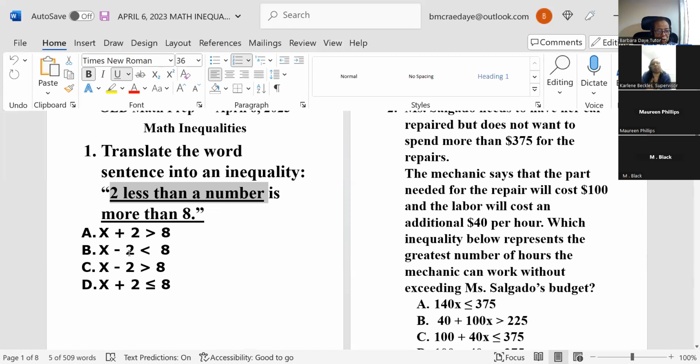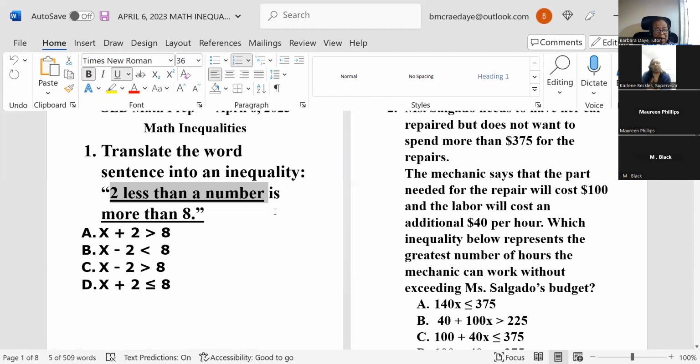In other words, 2 subtracted from a number we call x. You follow? We just take them one step at a time. B and C are both correct for 2 less than a number. Now that expression, 2 less than a number, is more than 8. That means you have to put an inequality symbol for more than, like here, and then put the 8.